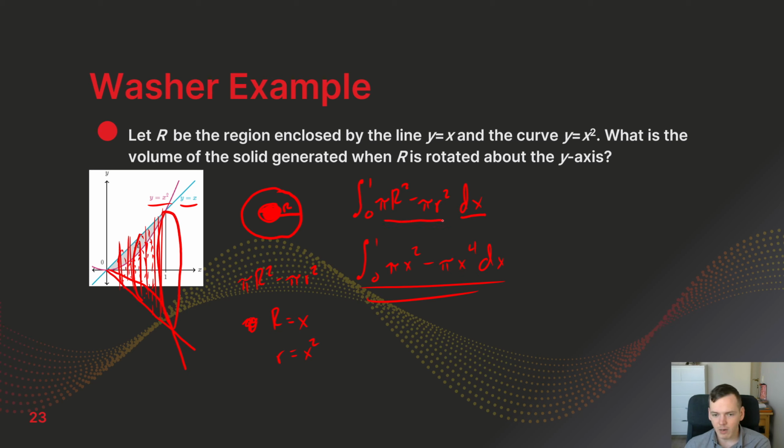Then we find our area, which if it's a washer, is always going to be pi times the outer radius squared minus pi times the inner radius squared. Looking at the diagram, we know that each of those radii are just the y values of their respective functions, so x or x squared. Then we just plug those in, and we end up with an integral here. And this is just a nice simple polynomial that I trust you can all integrate. If you need help with it though, let me know.